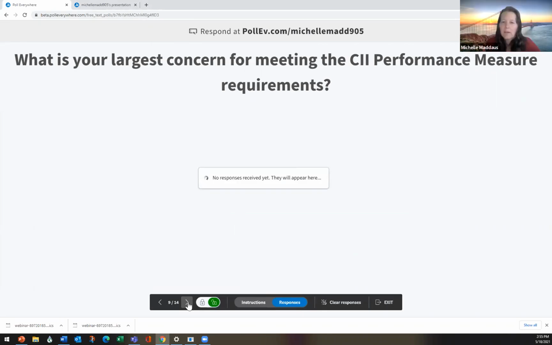So this is an open-ended one, so we want to hear from you. What is your largest concern for meeting the measure requirements? We just thought we would leave it open-ended. Like you were saying, Justin, maybe people feel management plans are scary, whatever it is.